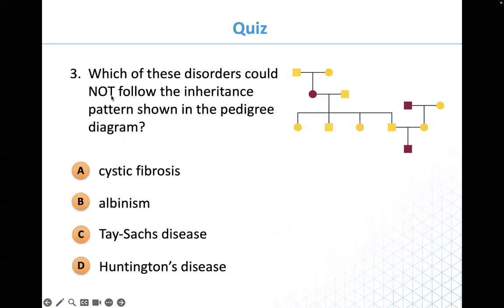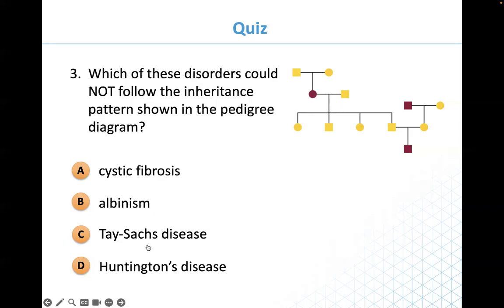Which of these disorders could not follow the inheritance pattern shown in the pedigree? These are 2 parents who were healthy. They had a baby who has a disease. How do you know what the answer is going to be? Look at the offspring from these 2 parents. They're all fine. If this were a dominant genetic disorder, of course, one parent would have it. But it seems it's recessive, maybe both parents are carriers, and all the kids became carriers.